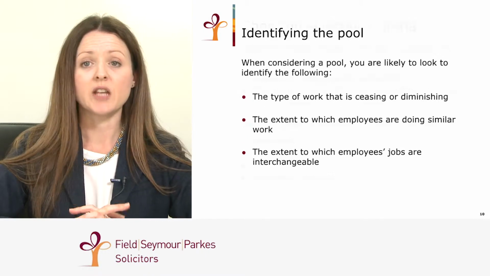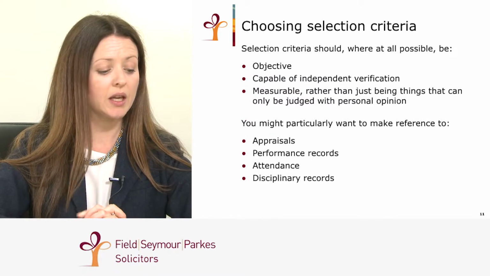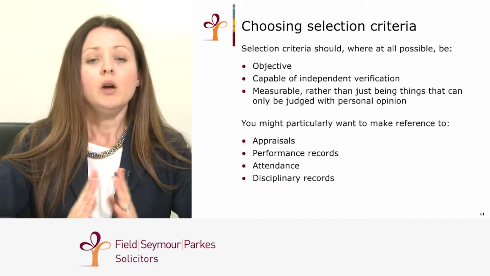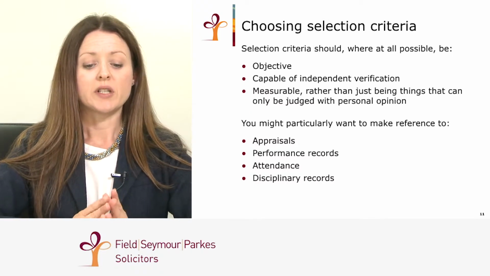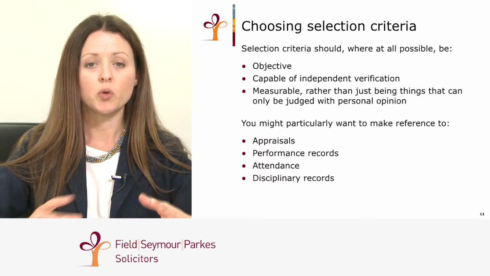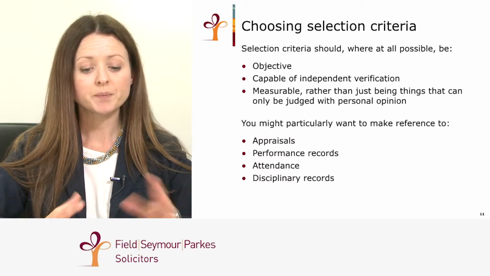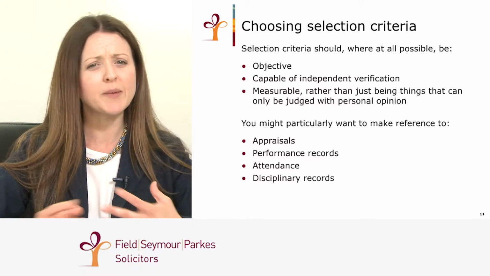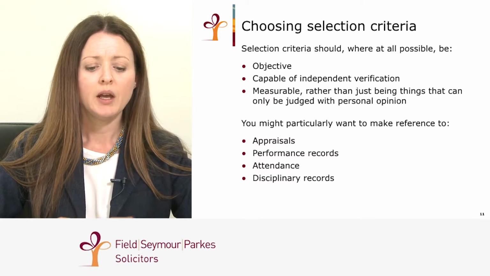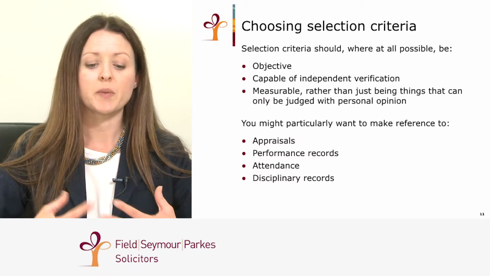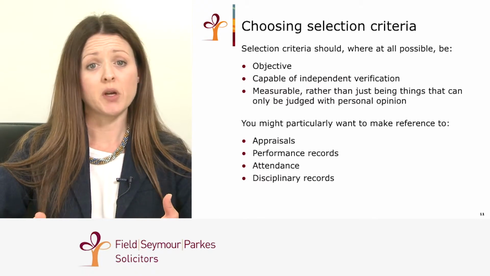So the next key step that you're going to need to take is establishing your selection criteria. When you're establishing your selection criteria, as in the way that you're going to choose between the people in the pool who will be made redundant and who will not, as far as possible you're going to want to make sure that it's capable of independent verification, which really means that it's measurable rather than just being something that can be judged on somebody's personal opinion.